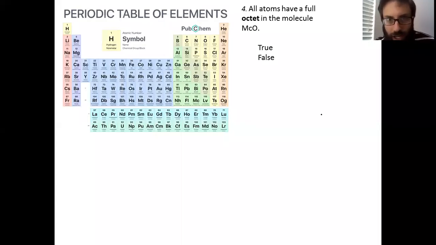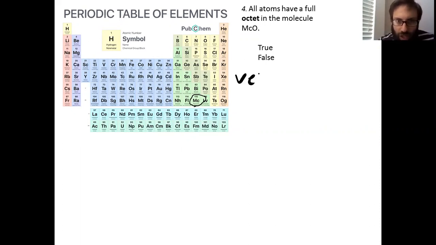Okay, so continuing on here, number 4: all atoms have a full octet in the molecule moscovium oxide. Moscovium is right here, Mc. So true or false? Well, we need to draw the Lewis structure of this. In order to figure this out, the first step is to see if it's satisfying the octet rule. So that's why we use the Lewis structure.